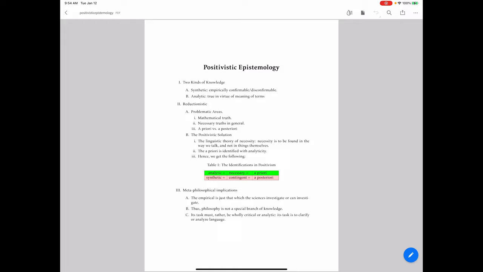So what I'm going to do in these lectures is give a very brief, high-level overview of positivistic epistemology first. Then we'll turn to the work of A.J. Ayer, who's sort of the popularizer of positivistic views in his book from the 1930s, Language, Truth, and Logic.